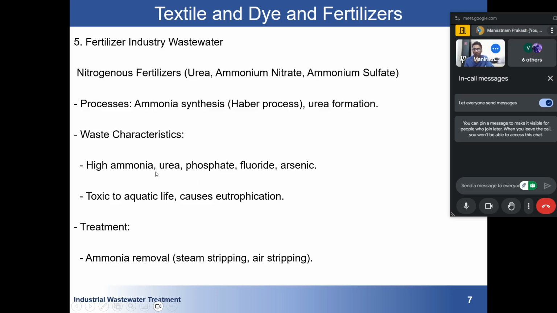Apart from ammonia, phosphorus is also used. If you have heard of fertilizer, it is NPK: nitrogen, phosphorus, and potassium. So it contains a high amount of phosphorus, in the form of phosphate. The phosphate solid which comes from fertilizer generally contains fluoride also, so the wastewater will contain a high amount of fluoride. Apart from fluoride, there is arsenic also. All these are very toxic to aquatic life and cause eutrophication.